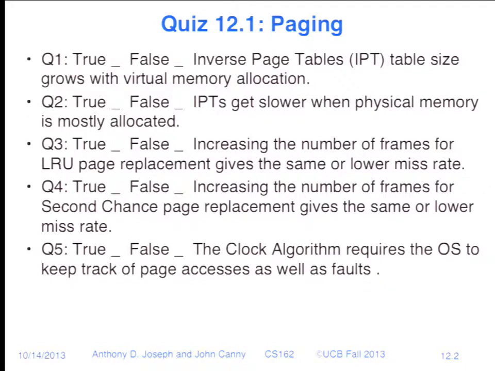So let's see, inverse page tables, does the page table size grow with virtual memory allocation? False, good, okay. Yep, they're linked directly to the size of physical memory, so that doesn't happen. What about, in the implementation we described anyway, does the IPT get slower when physical memory is heavily allocated? True, yeah, why is that? Yeah, it's using a hash table, so as it fills up, you're gonna get some collisions and some chaining in order to get to the right result. Good, okay.